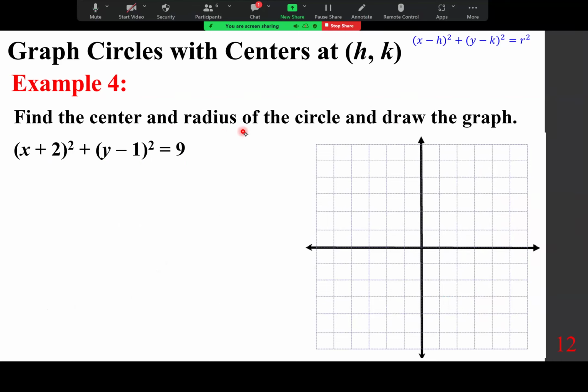Find the center and radius of the circle and draw the graph. All right, the center, compare it. This should be x minus h. So minus h is 2. That means h is negative 2. Compare it to y minus k. That means k must be 1. So it is centered at negative 2, 1. So 2 to the left, 1 up. So we have it there.